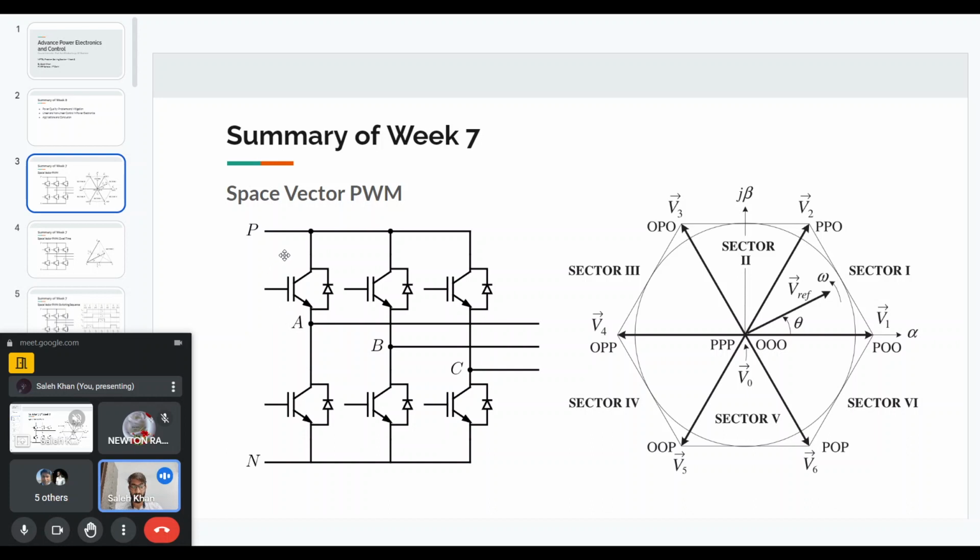So for example, if the top switch in leg A is on, we will call it P state for leg A. If the bottom one is on and the top one is off, then we'll call it O state for leg A. So in this way, we can have a total of 8 states, right? Each leg can have P or O. We have three legs, so two options in the first leg times two options in the second leg times two options in the third, we will have a total of 8 options.